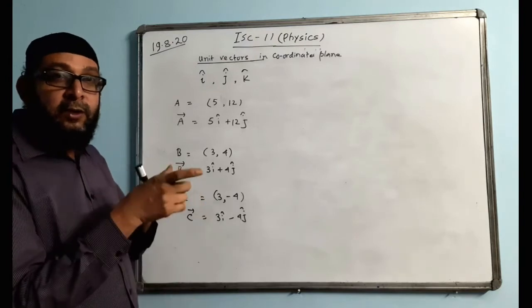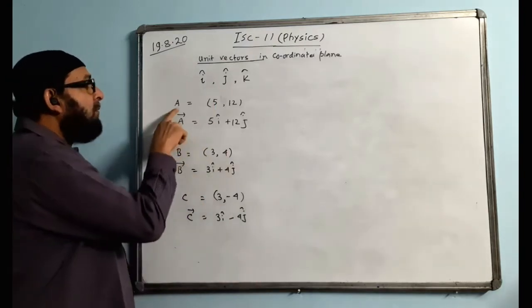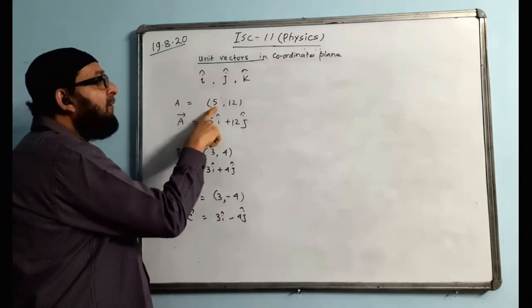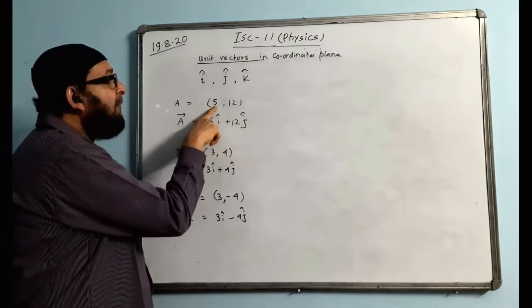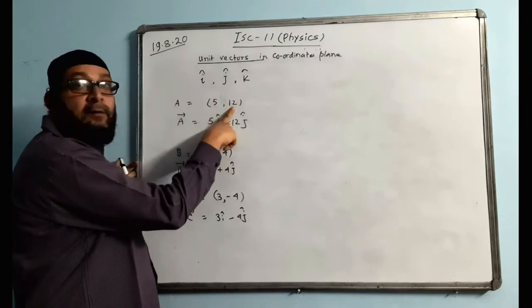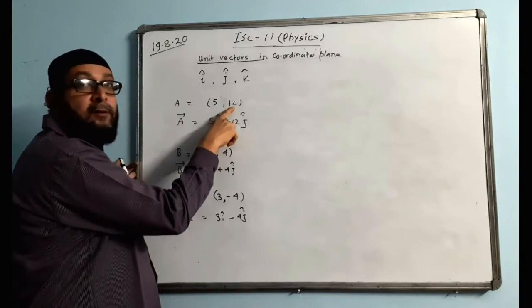If only magnitude is known, it assigns direction to it. For example, we have a vector A, or point A, with the coordinate (5, 12). In class 10 we used to learn this. What does 5 mean? 5 means the x coordinate, and 12 means the y coordinate. This will be along the x axis, and this will be along the y axis.